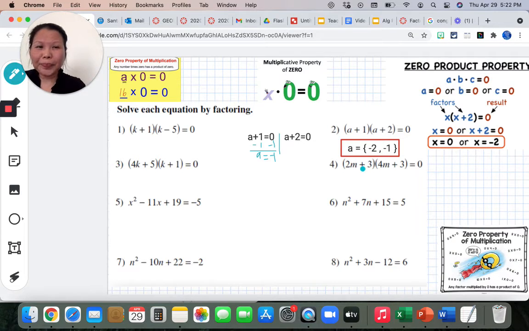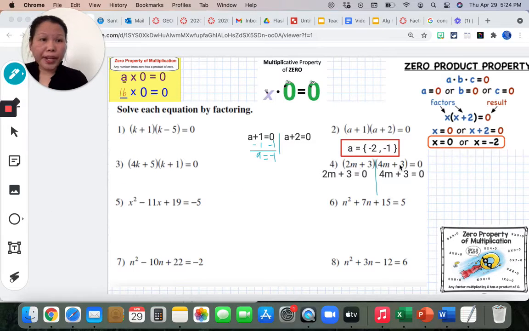Next problem. We are going to still do the same thing, and remember we are splitting the parenthesis, and I will go ahead and do the work right in here. 2m plus 3 equals 0. The second one will be 4m plus 3 equals 0. Then we solve for the letter m. Number 4 is already in the factor form. I split the parenthesis and I set it equal to 0.